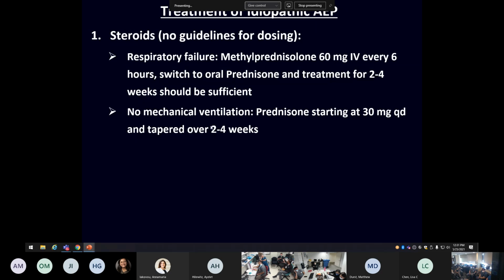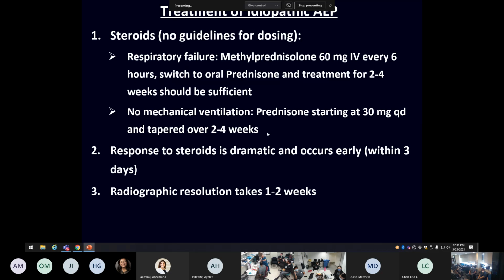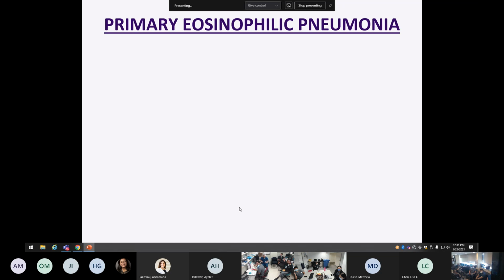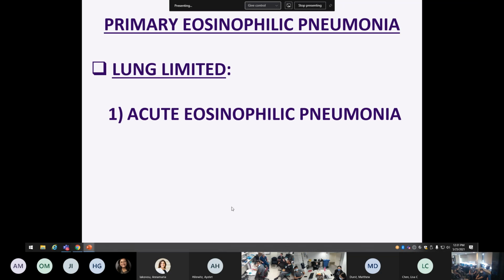If they don't require mechanical ventilation, then starting at half a mg per kg should be okay, or some people say 30 milligrams daily. But there's really no guidelines. Each patient will be evaluated individually. Response to steroids is dramatic. Radiographic resolution is quick. And very importantly, very good prognosis with no relapse. All right, so that's the first cause, acute eosinophilic pneumonia, of lung-limited primary eosinophilic pneumonias.